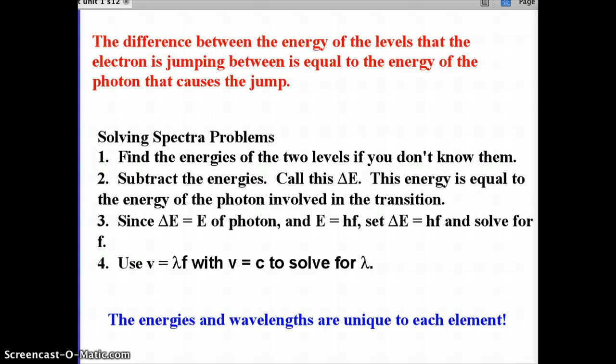They may be given. They may be hydrogen, so we've done them so many times we don't need to do them again. But if we don't know them, we'll find them. We subtract those, and that becomes equal to the energy of the photon. So whatever that difference is between the levels, we can set that equal to hf, and we can solve for the frequency, and then we could figure out the wavelength.